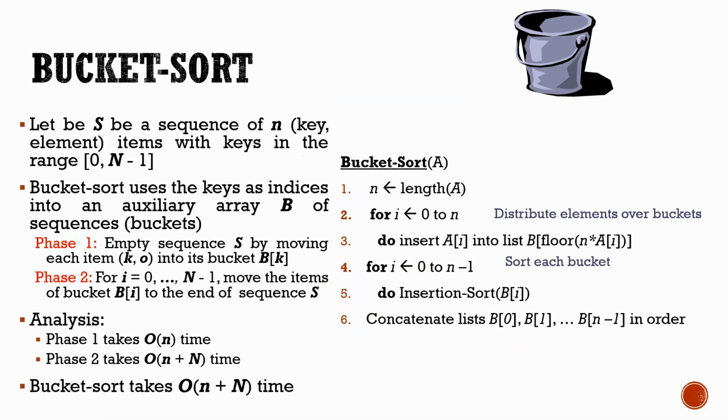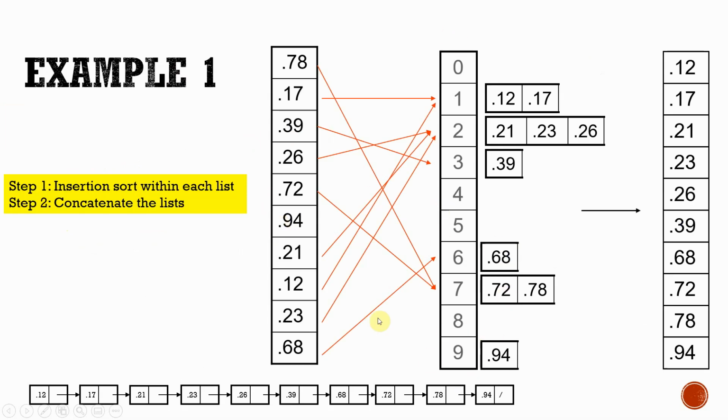Okay, so let's assume that S is a sequence of n items, with keys in the range 0 to n minus 1. Here we're discussing integer numbers: we have an array or vector of n elements, and the range for the numbers is from 0 to n minus 1. Bucket sort uses the keys as indices into an auxiliary array B of sequences. So here we have this auxiliary array B.